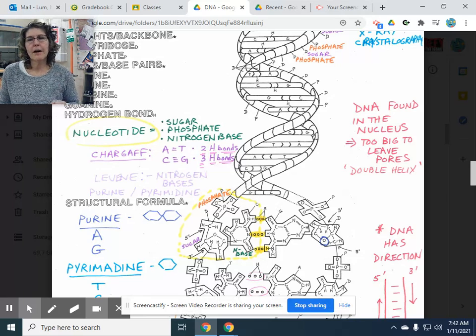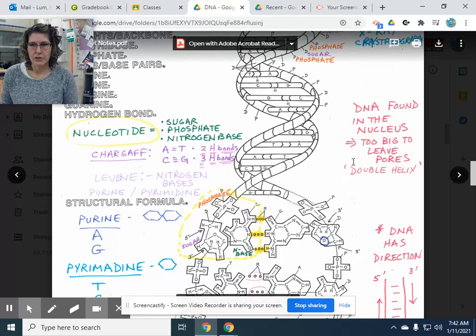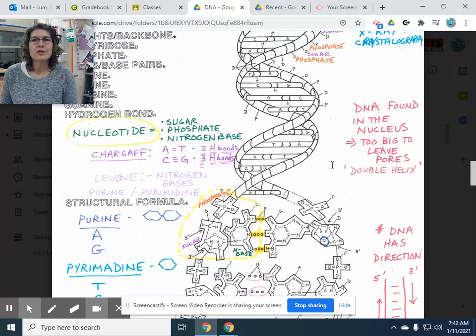Before then, we're going to talk about, okay, well, I need to make more cells. I'm growing, I'm repairing, I'm developing, I need more cells. Well, in order to do that, I need to replicate this DNA. I need to make an identical copy of it so that it can go to a different cell. And that's where we're going to talk about this idea of DNA replication. But once again, DNA is found in the nucleus. It's too big to leave through the nuclear pores. It is a double helix.